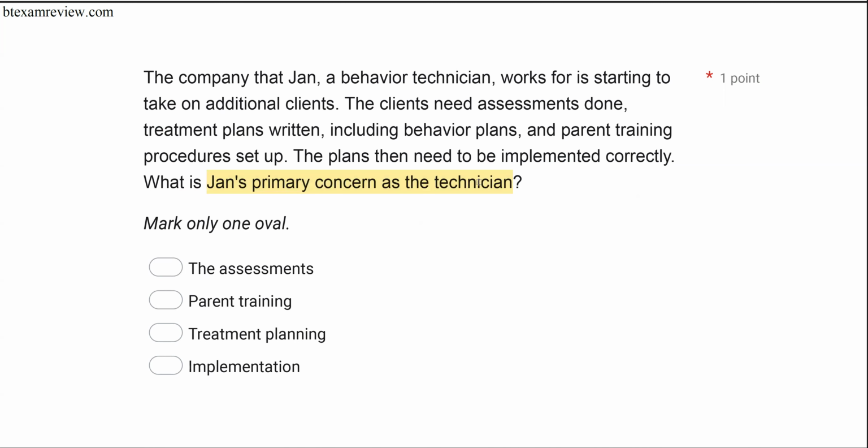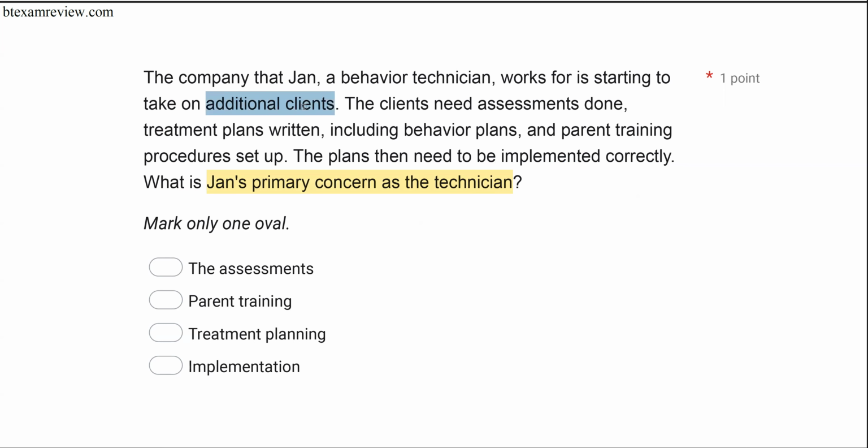Well, as a technician, you have a primary role, and your first number one role is implementation. You are to implement the behavior plans and the treatment plans and whatever is written and you're trained on by your supervisor. You're also there to primarily collect data. Now, can you assist in other procedures and parent training and assessments? Of course. But we're talking your primary concern. So if Jan is the technician, what's going to be her primary concern given this information?